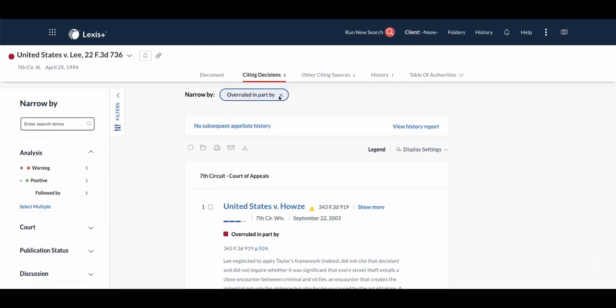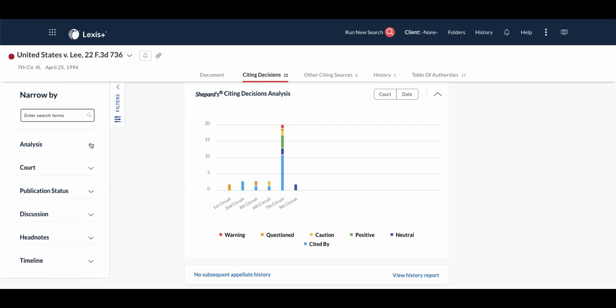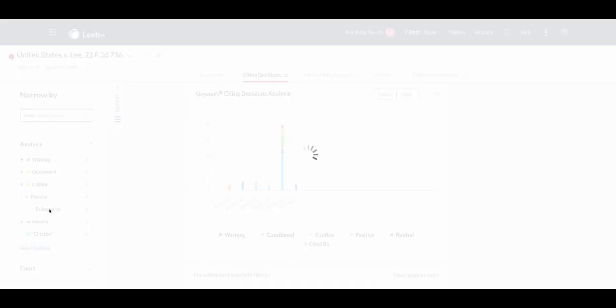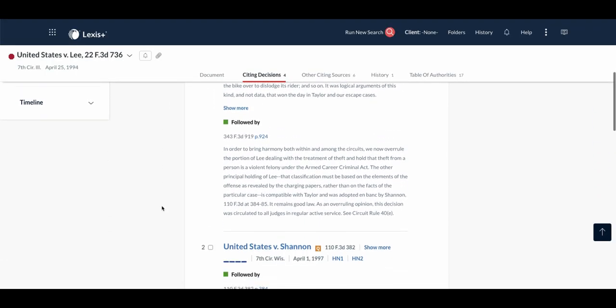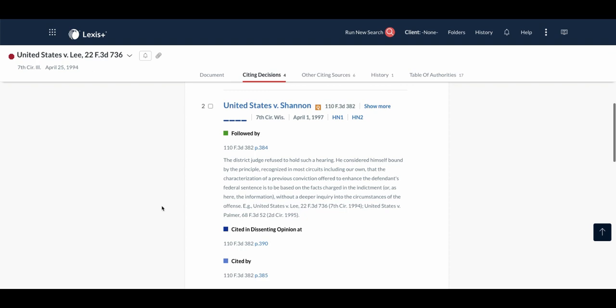Don't forget to then go look at the citing decisions to see how other cases treated this case, even if not negatively. 4 cases cited to Lee positively. If you like what this case has to say, maybe go take a look at those.